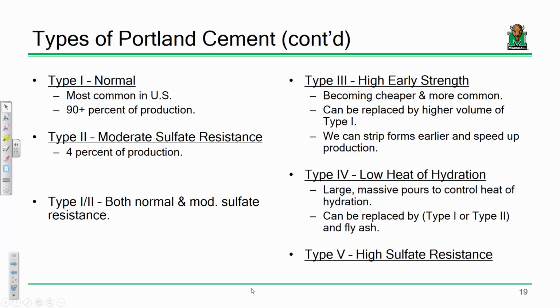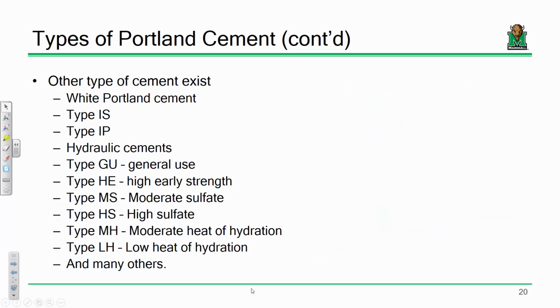Type 4 is if you've got really, really massive placements. So if you're casting really, really large elements of concrete and you need to control the heat of hydration, that would be where type 4 would go. Type 5 has high sulfate resistance, so that'd be really appropriate if you're doing something like a bridge deck or something like that, and you're going to see a lot of de-icing salts or sulfates or things like that.